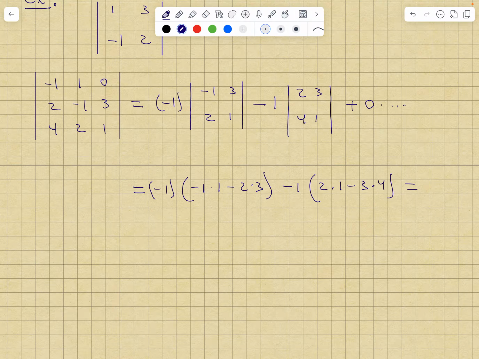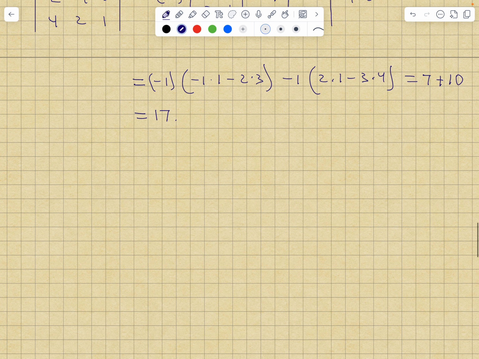And that is, so in the first parenthesis, minus 1 minus 6, minus 7, times minus 1, 7. And in the second parenthesis, 2 minus 12, minus 10, times minus 1, plus 10. And so unless I made a mistake, this should be 17. Okay, so as long as you know the rule, you should be able to do this pretty easily.